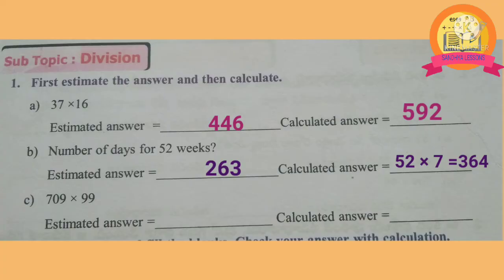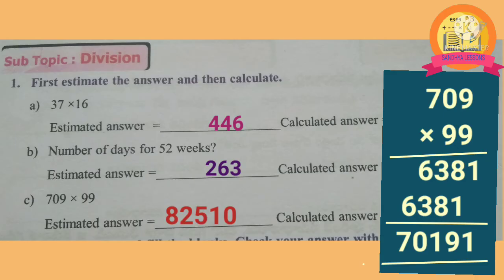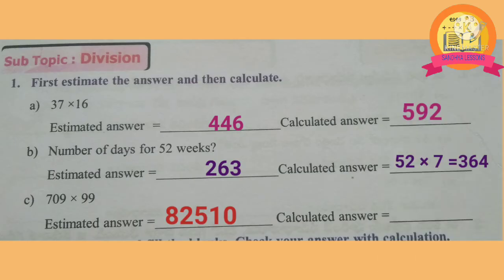Third one, 709 multiplied with 99. Estimated answer is 82,510. After calculating, that means after multiplying 709 with 99, we get 70,191. Therefore, 709 multiplied with 99 is 70,191.